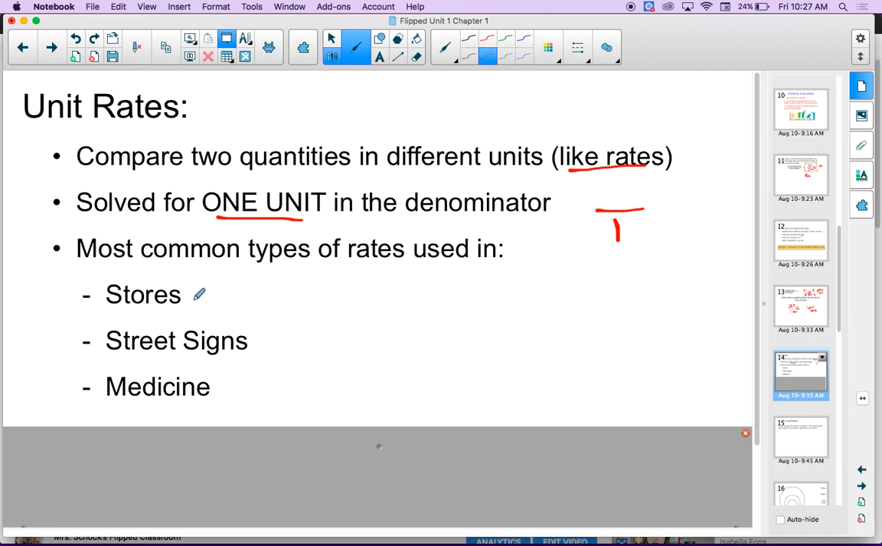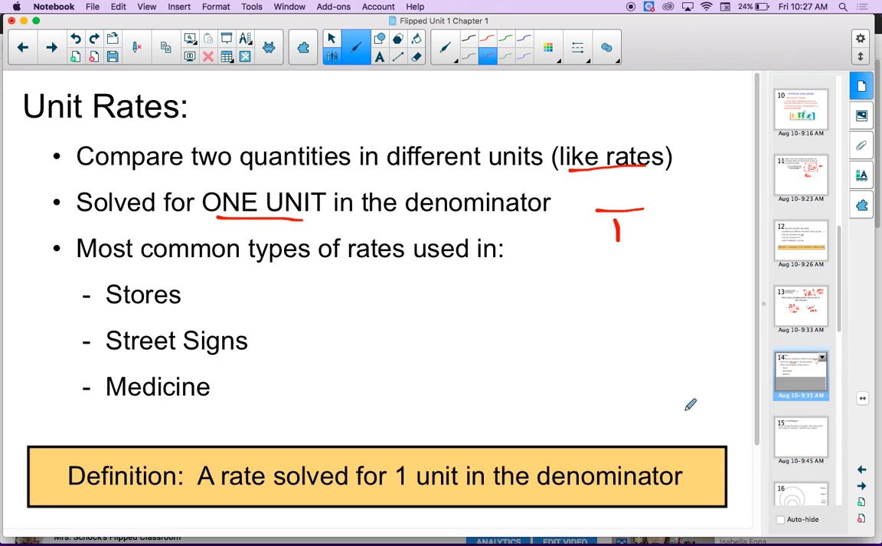Stores, you go to the grocery store and you ask to buy a pound of lunch meat. They tell you lunch meat costs $4.50 per 1 pound. Street signs, when you're driving down the road, you see the speed limit. It tells you that the speed limit is 60 miles per hour. That means 60 miles per 1 hour. That's a unit rate. Medicine, a lot of dosages for doctors, if they take your blood pressure, they want to know your heart rate in beats per minute. So these are very, very common in real life as well.